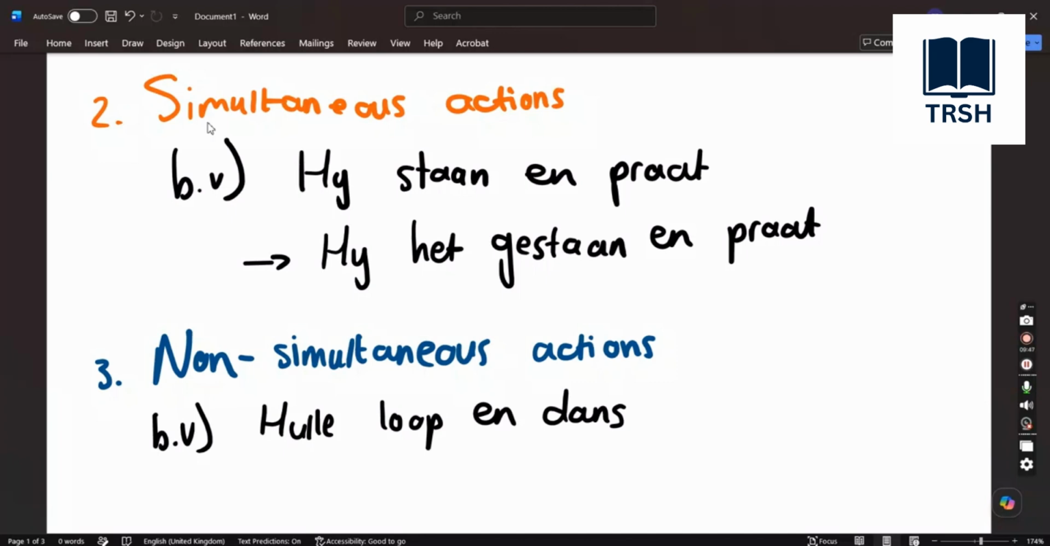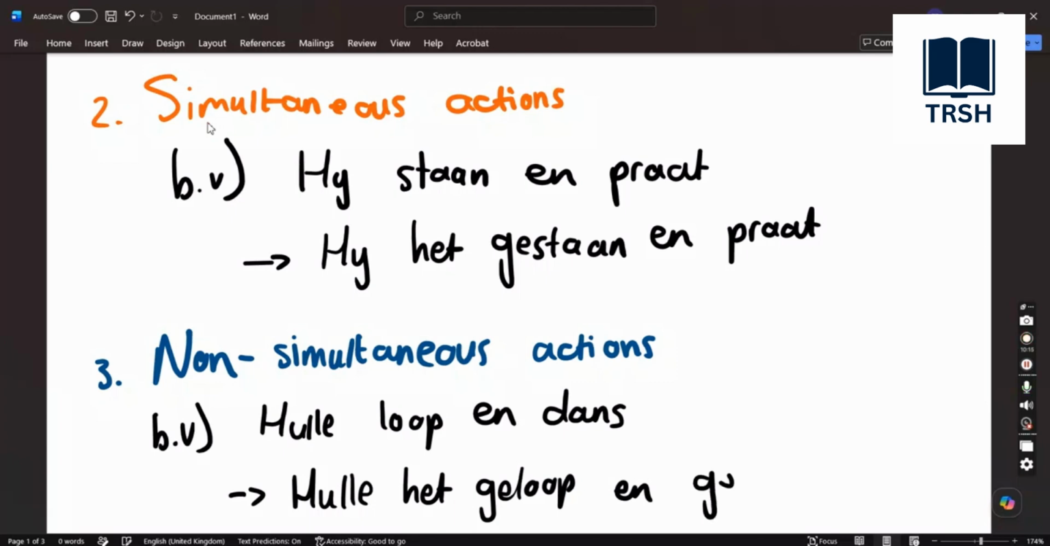It's like saying you're doing the dishes and cooking. You can't do it at the same time. I hope I'm getting my point across. That means it's non-simultaneous actions. And in order to write this, it will be "hulle het geloop en gedans".